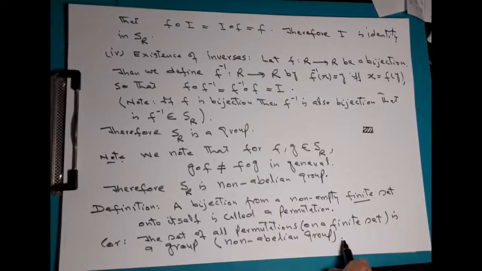And the reason is very simple, because the set of all bijections from a set A onto itself is a group which is non-abelian. So if you take this set A as a finite set, then the set of all bijections, which we now call permutations, is also going to be a group, and of course a non-abelian group.